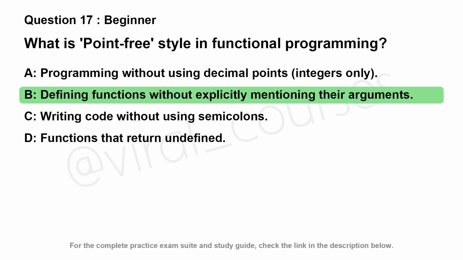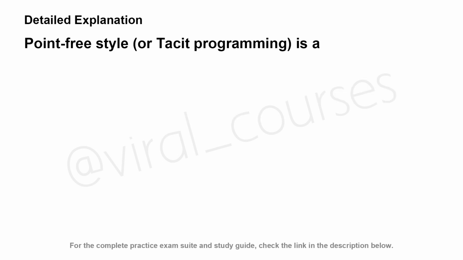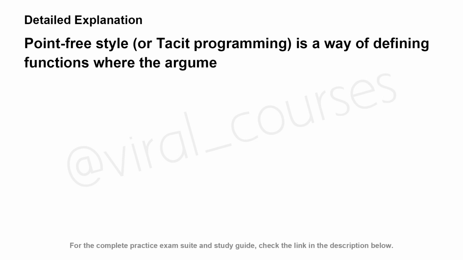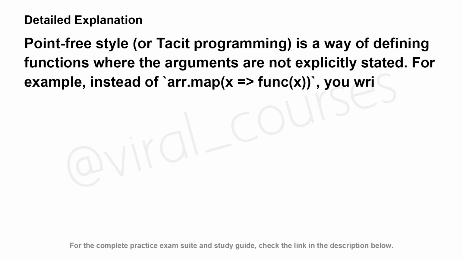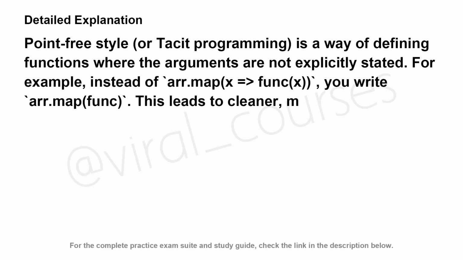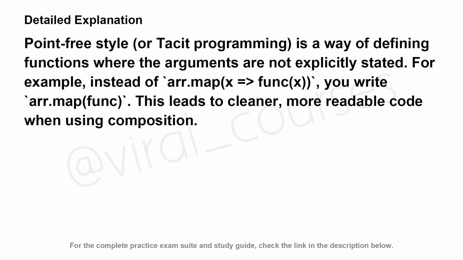The correct answer is B. Point-free style, or tacit programming, is a way of defining functions where the arguments are not explicitly stated. For example, instead of array.map(x => func(x)), you write array.map(func). This leads to cleaner, more readable code when using composition.